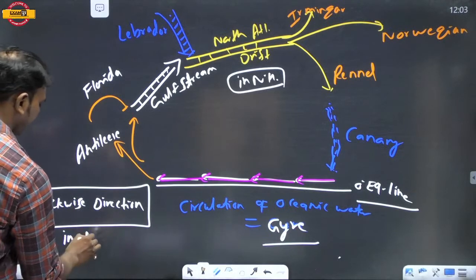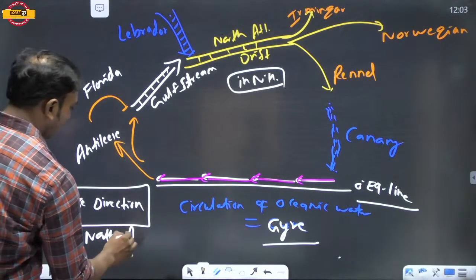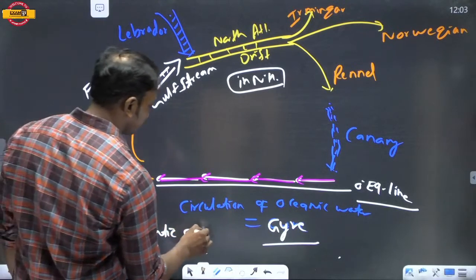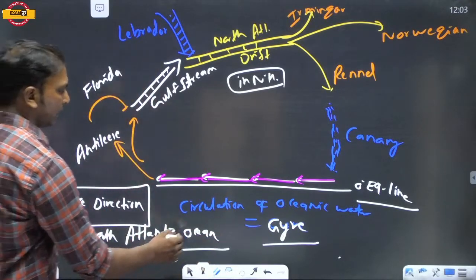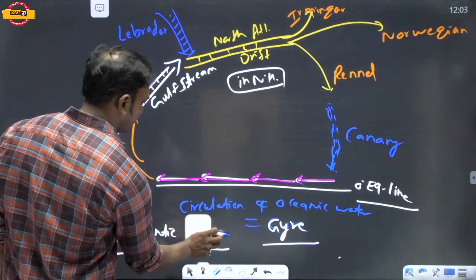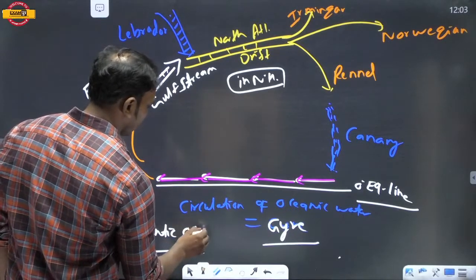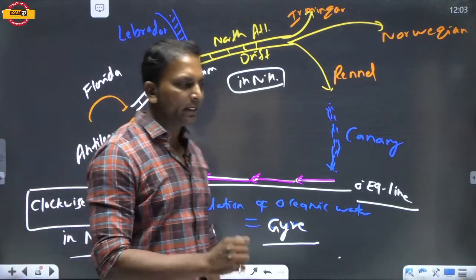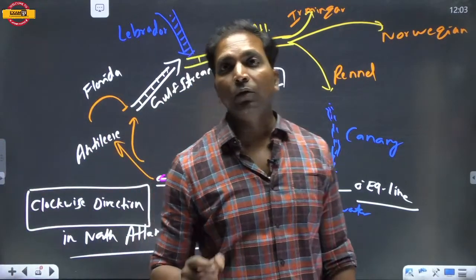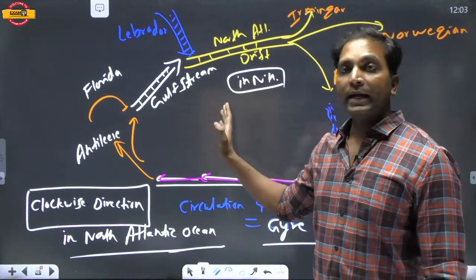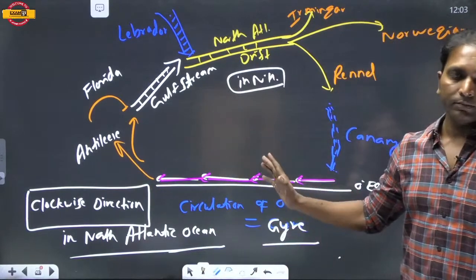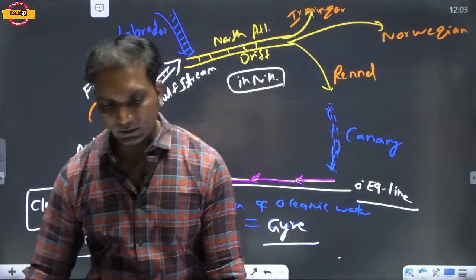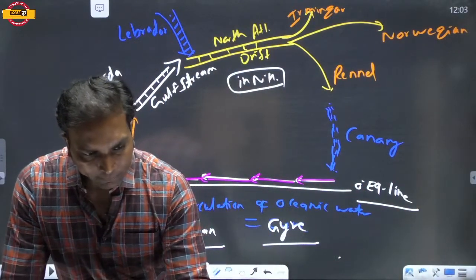North Atlantic Ocean. Clockwise direction in the North Atlantic Ocean. Most probably in 2019 or 2018, a question in UPSC IAS arose from this figure about the gyre of the North Atlantic Ocean. Okay.